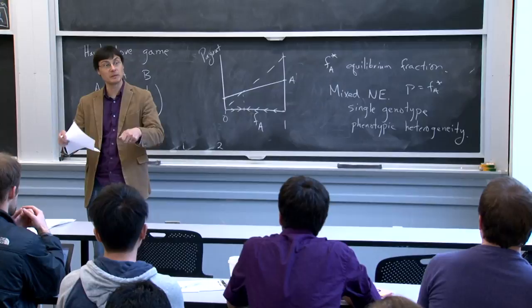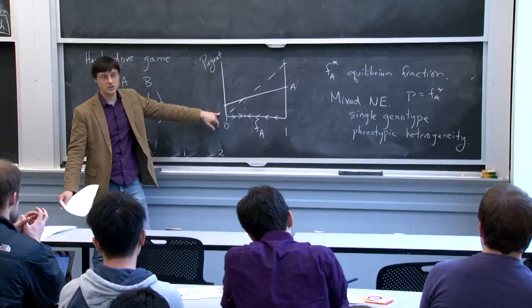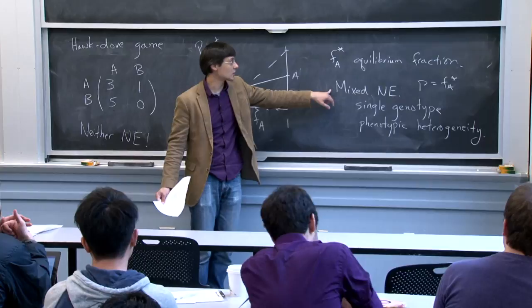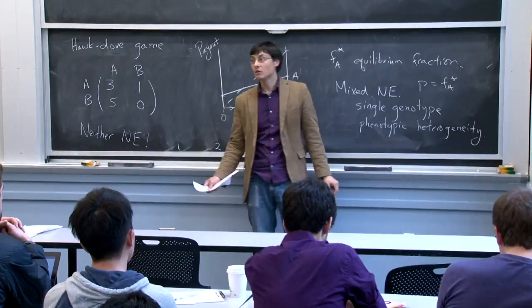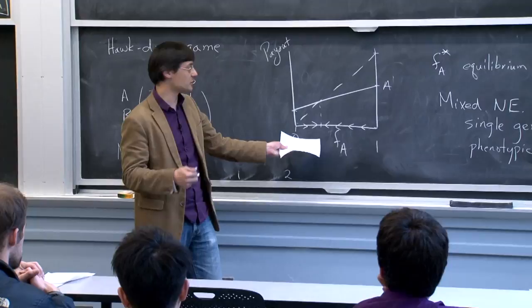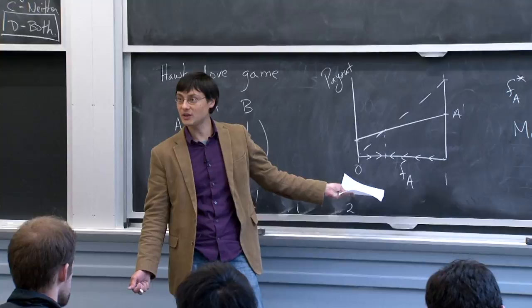And indeed, a characteristic of these situations is that if you have a population with a genotype that is implementing the mixed Nash equilibrium, choosing strategy A with probability P, that's that equilibrium fraction, what's interesting is that any individual in the population following any strategy has the same fitness. And of course, that's why this was an equilibrium. This equilibrium is when the two strategies have equal fitness. But the funny thing is that what that means is that it doesn't matter what you do at the equilibrium.